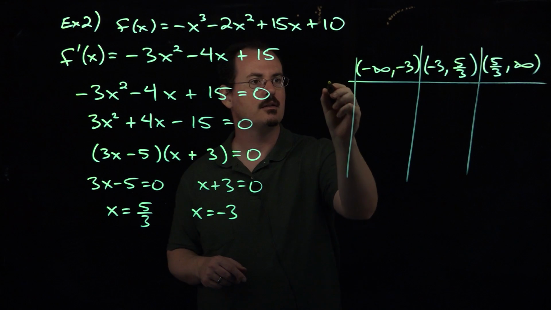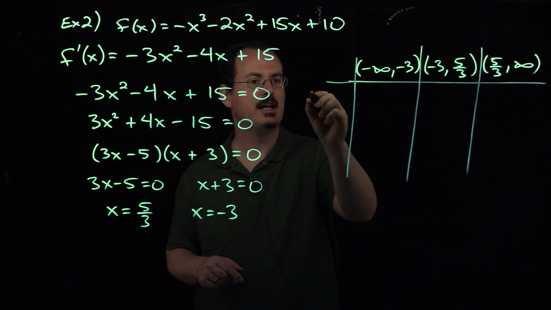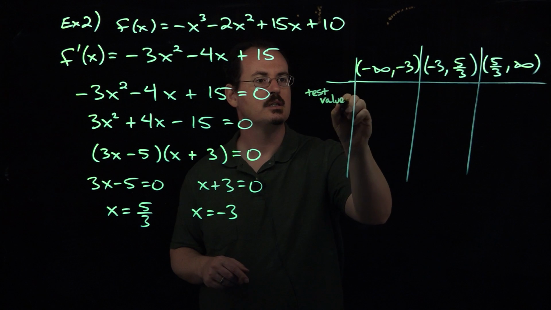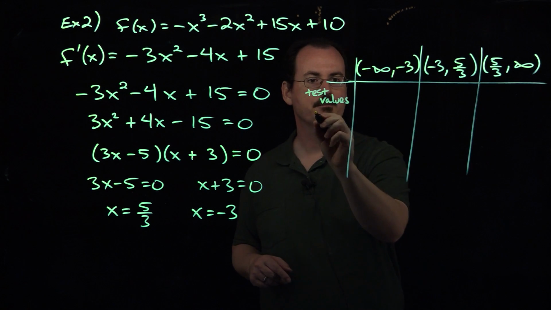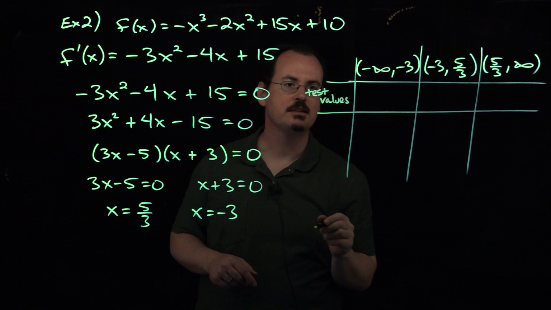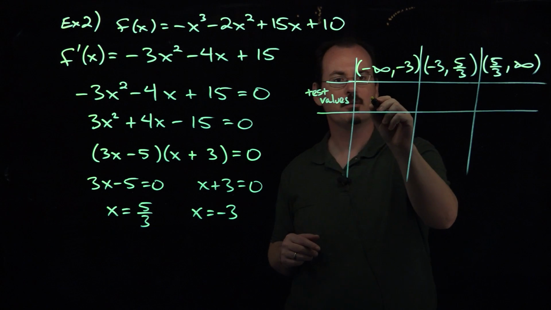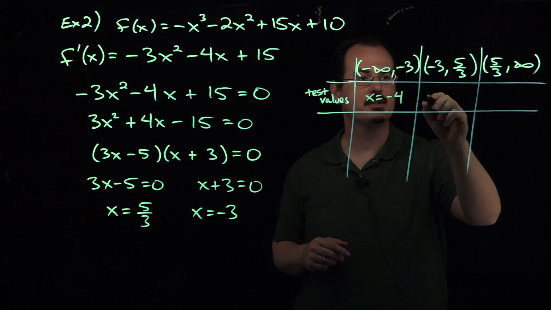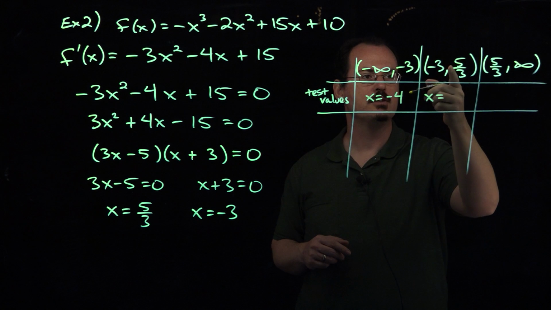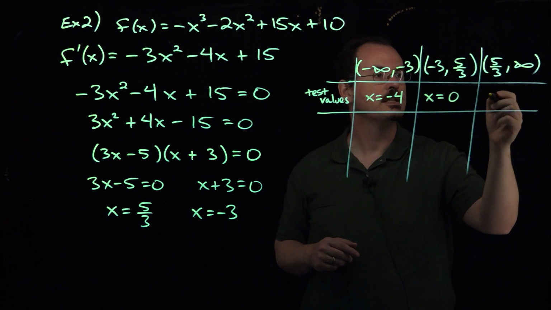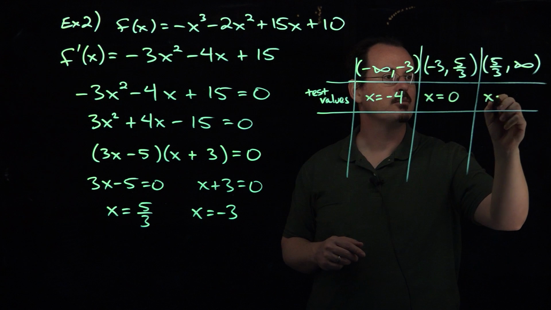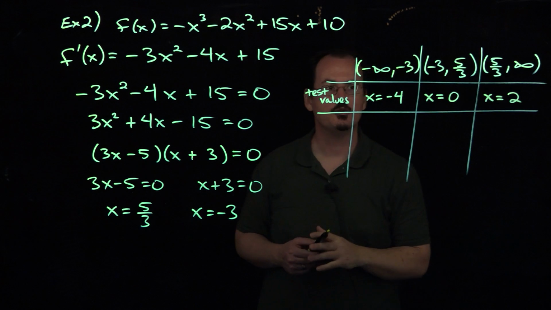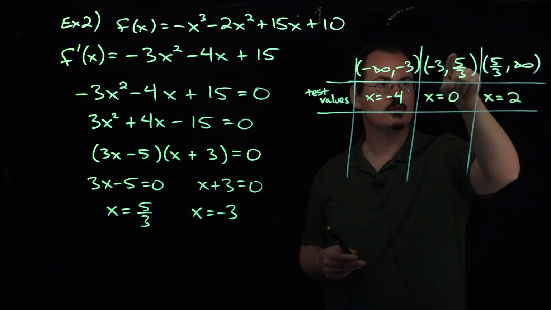So then what we're going to do is find some test values. We put the test values on our first row here. For the test values, we just want to pick a number that's on the interval. So here I'm going to pick -4, since it's on the interval from -infinity to -3. If the interval includes 0, as this one does, 0 is always a good choice. And then for 5/3 to infinity, we'll pick 2. You just have to make sure that whatever test value you pick, it has to be on the interval that you're looking at.